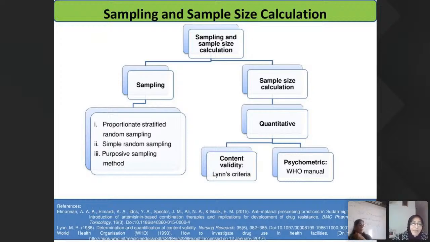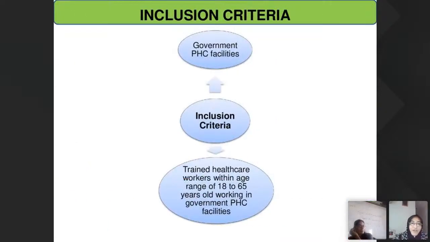So these are the inclusion criteria that we are focusing on when developing this instrument. As mentioned from the beginning, it is for the government primary healthcare facilities, and for trained healthcare workers between 18 to 65 years old who work within the government primary healthcare facilities.